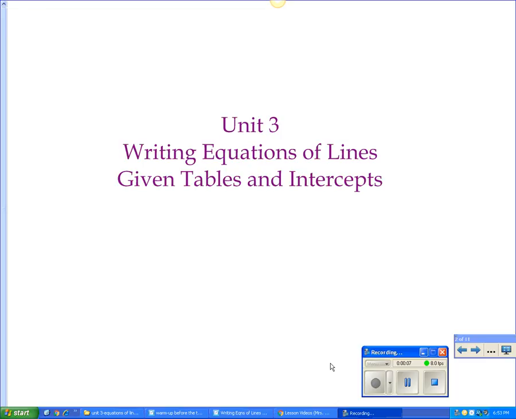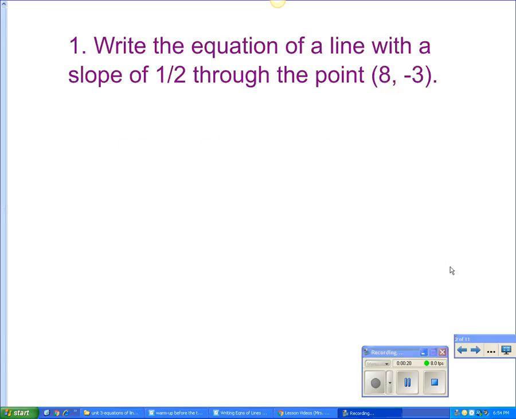All right, today the lesson is on writing equations of lines given tables and intercepts. So it's a lot of review of what we've done with just a little extra thrown in. So make sure you're taking notes as we go through this. Number 1 says write the equation of a line with a slope of 1/2 through the point (8, -3). So this is just review from yesterday.